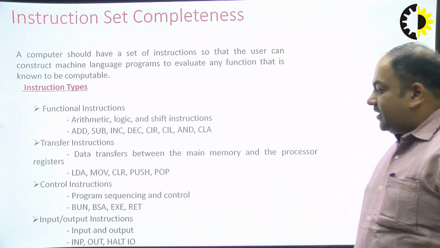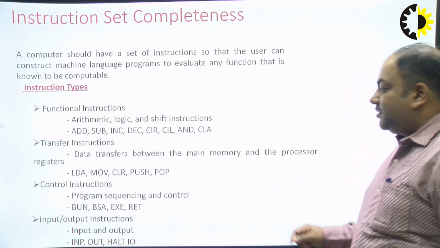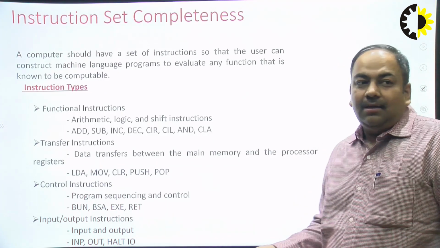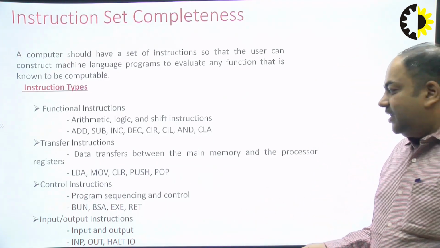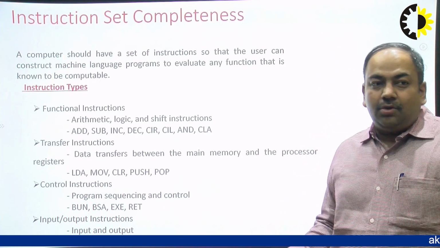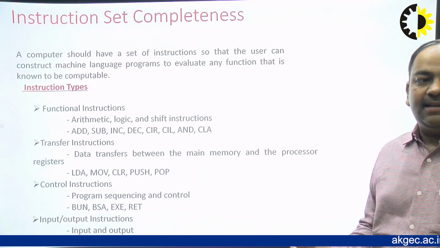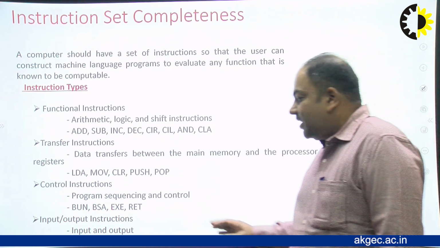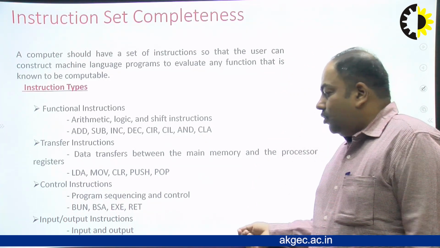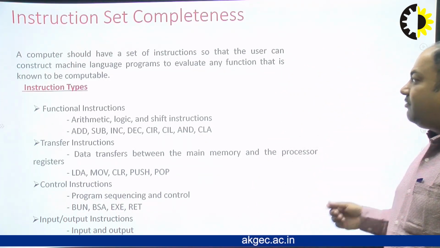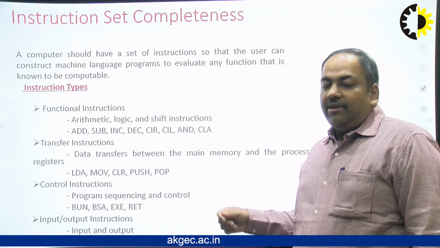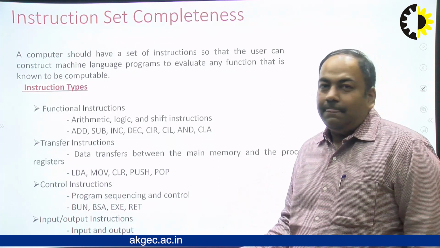Third is control instruction. Control instruction is program sequencing and control, in which BUN means branching unconditionally, BSA is branching sequentially, EXE is execute, RET is return. And the fourth type of instruction is input and output instruction. INP is input, OUT is output, and HALT IO means if we want to halt our input output processing for some time, then we give an instruction of halt IO.